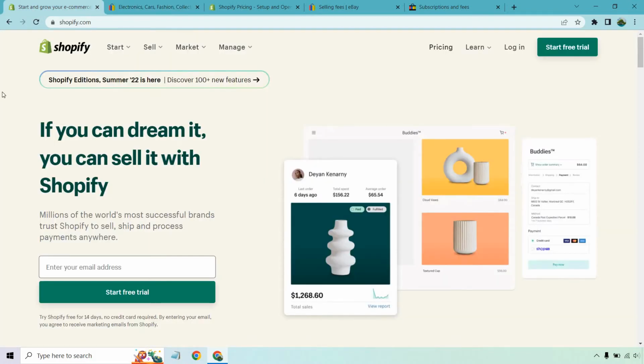If you can dream it, you can sell it with Shopify. Millions of the world's most successful brands trust Shopify to sell, ship, and process payments anywhere. They are a fabulous platform when it comes to building and growing your e-commerce business. So first and foremost, if you are serious about building an e-commerce business and you want to make that your main priority, I would recommend Shopify, especially for the fact that they just have so many tools, features, and benefits when it comes to doing that.